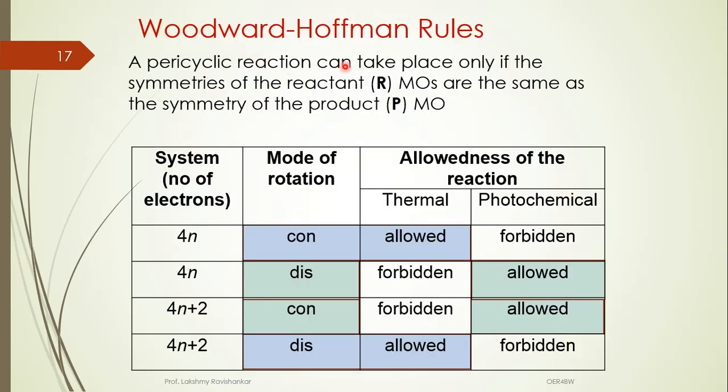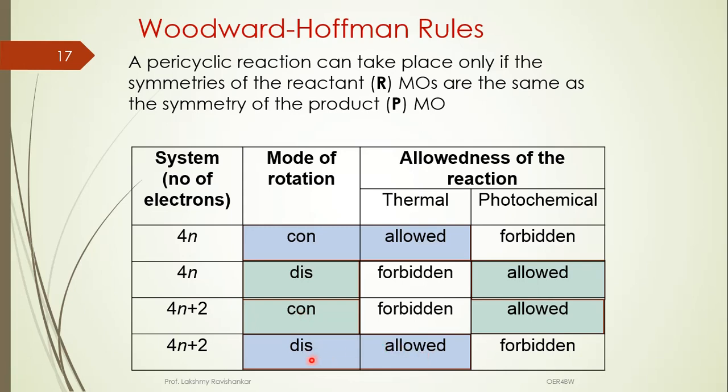So Woodward and Hoffmann came out with a set of rules after studying a whole lot of pericyclic reactions, based on the number of electrons involved and whether it is under thermal or photochemical conditions. So if I have a 4n electron system, under thermal conditions it is the conrotation which is favored, under photochemical conditions it is the disrotation which is favored. But if I have a 4n plus 2 system, then photochemical is favored by con and thermal reactions will take place by dis rotation.